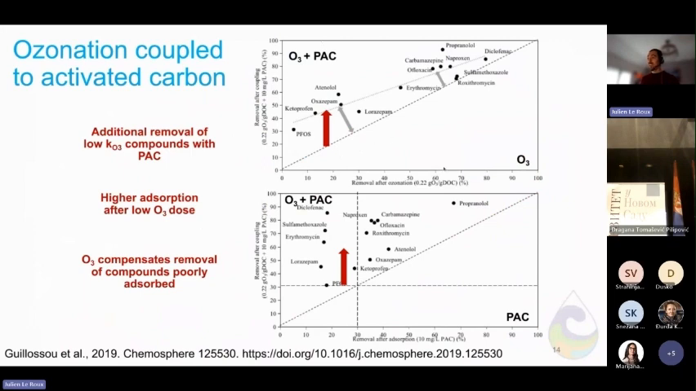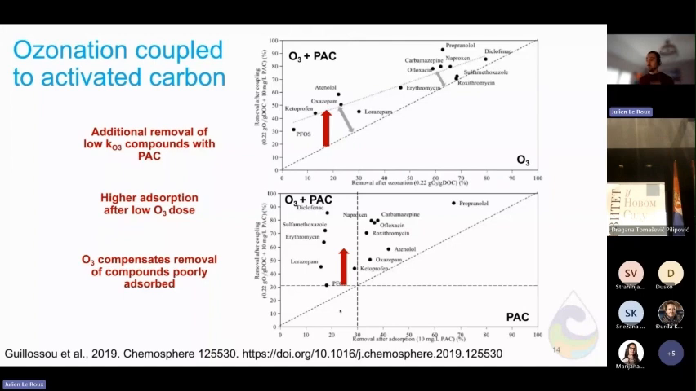So these graphs are not really easy to understand, but where there's an arrow here, they show an additional removal thanks to one of the two processes. So on the top graph, you can see that there is an additional removal when you add activated carbon on top of ozone. So for these molecules like atenolol, PFOS, ketoprofen, there's an interest to use adsorption on activated carbon after ozonation to remove more of these molecules.